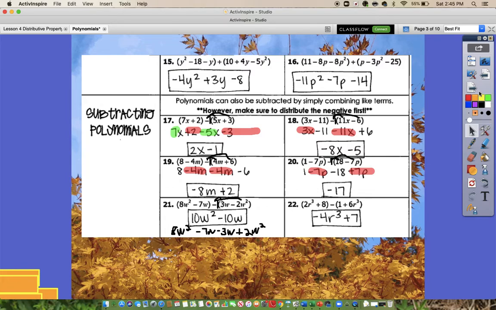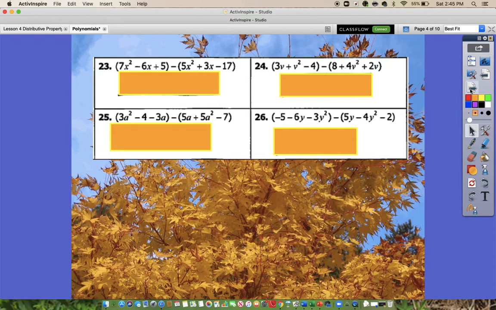All right, guys, and that's the end of the notes. Never mind. No, it's not. Go ahead, hit pause, try these last four problems, and then we'll be done with the notes. So sorry.